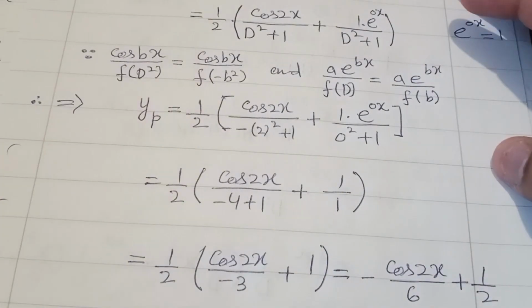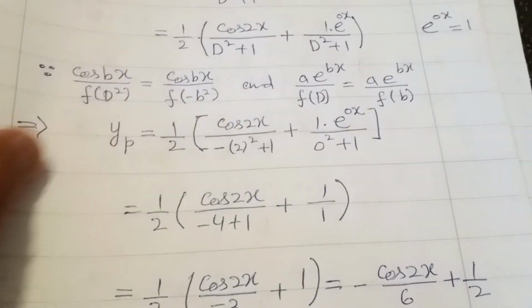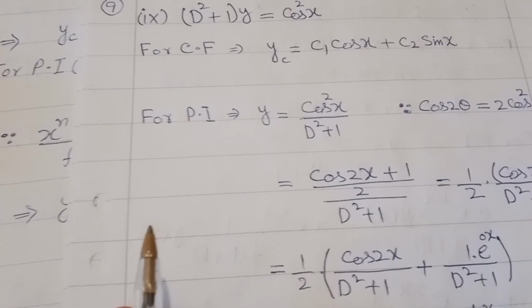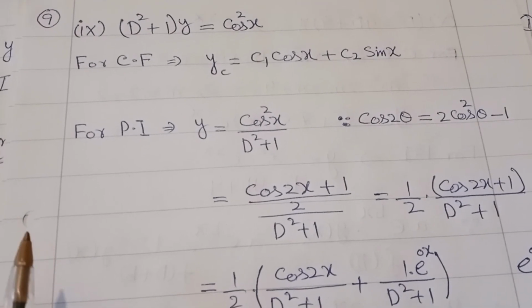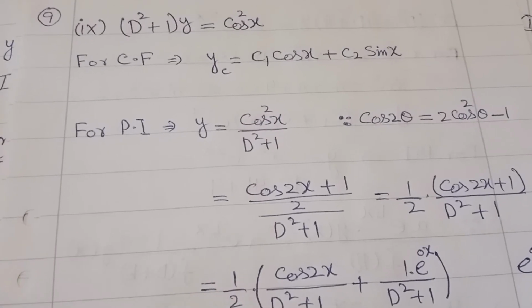Now another problem. In this problem we have a trigonometric function, but this time we have chosen another type of trigonometric function. This function is a power. So in case of a power function, when we have power in the trigonometric functions, how can we find the solution of the differential equation, especially in case of particular integral?